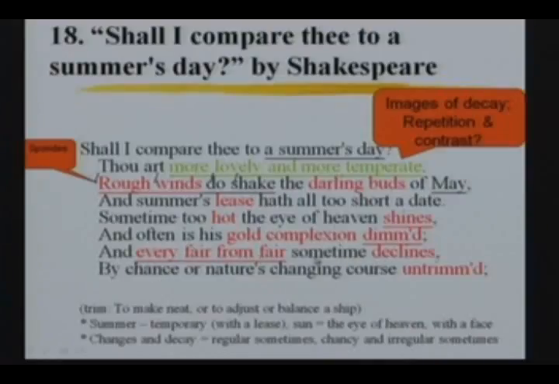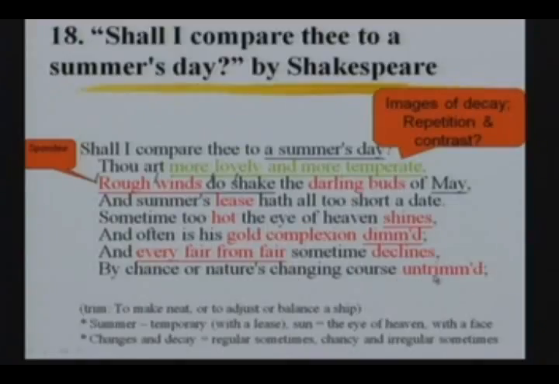Okay, and this is the most quoted line. And every fair from fair sometimes declines. It actually means every fair sometimes declines from their fairness. Anything beautiful can decline from its own kind of beauty. Okay, but to put from fair together with every fair, you get the rhythm of the falling, the sense of falling rhythm. Fair from fair. It's continuous decline of the beauty.